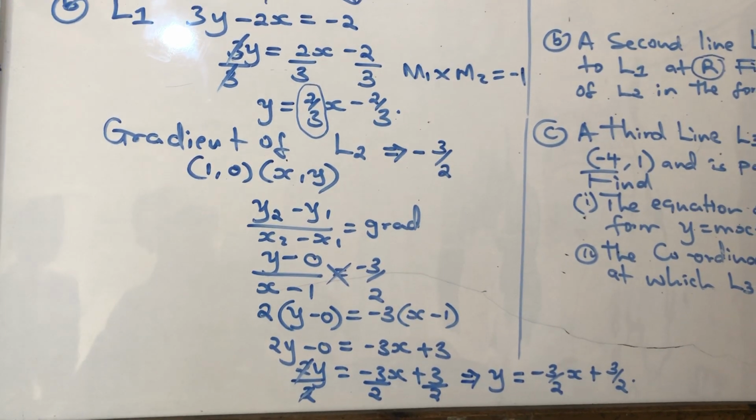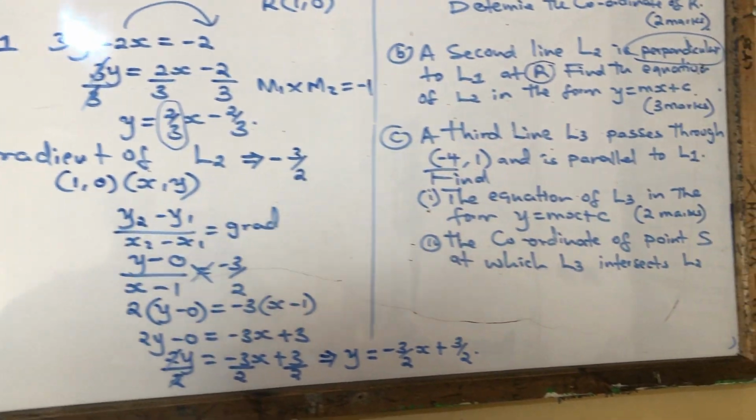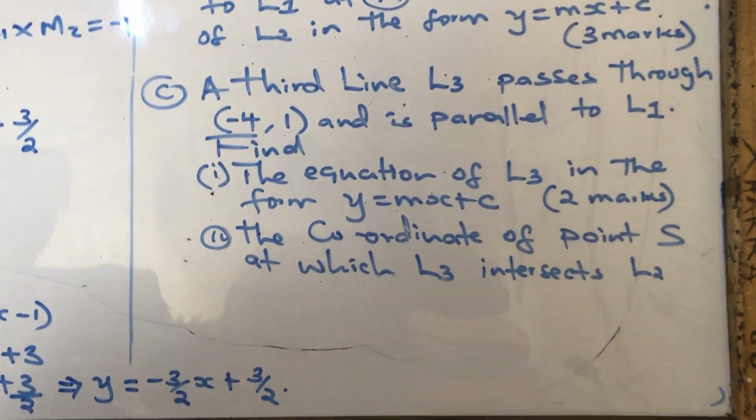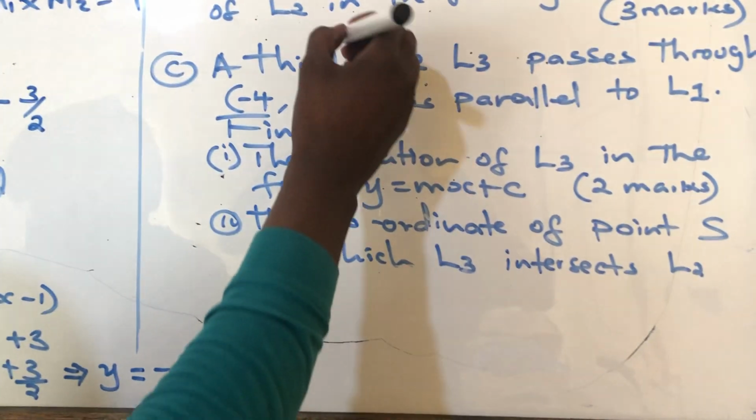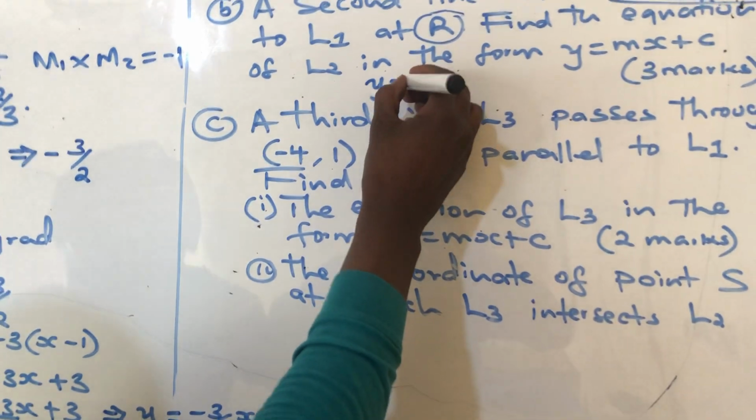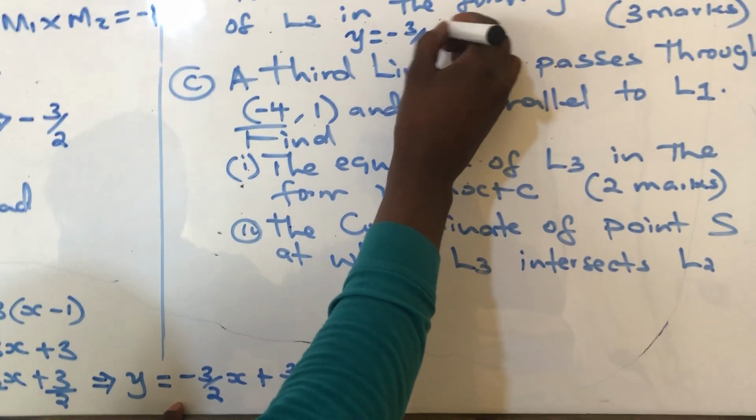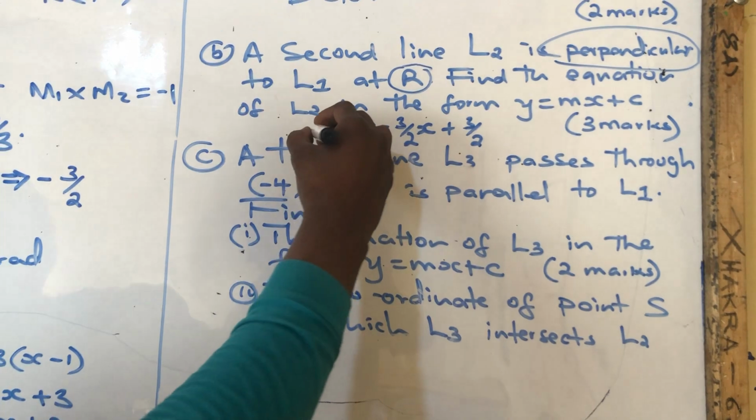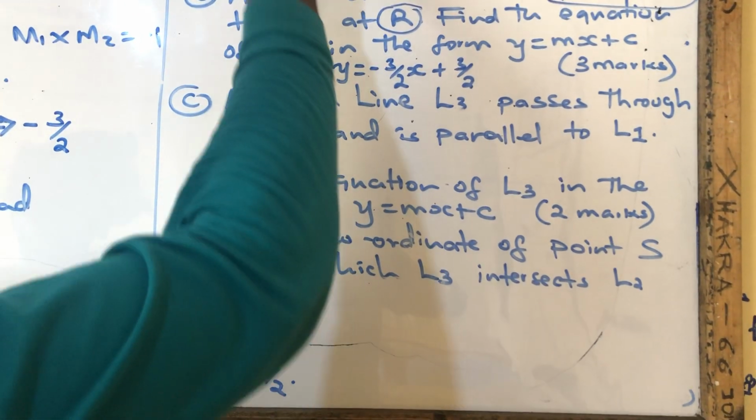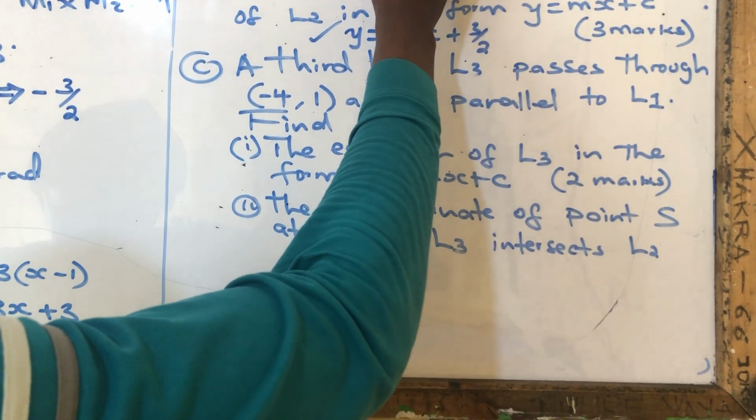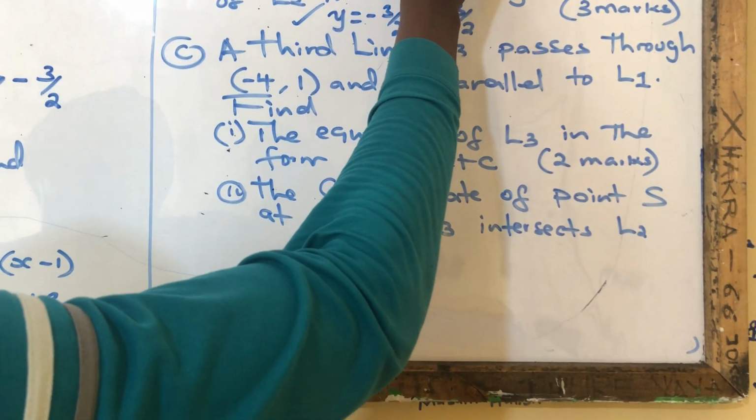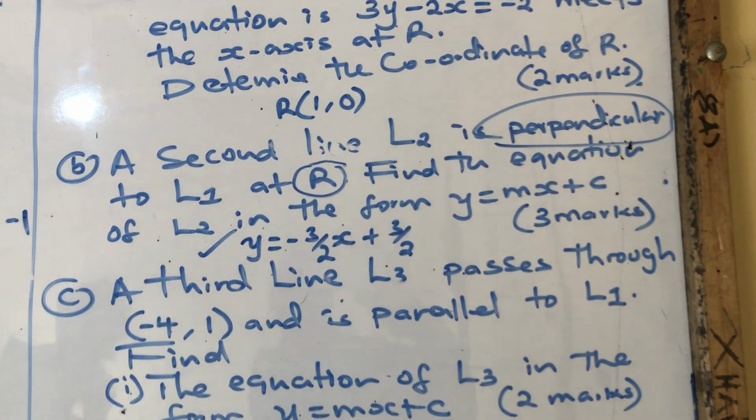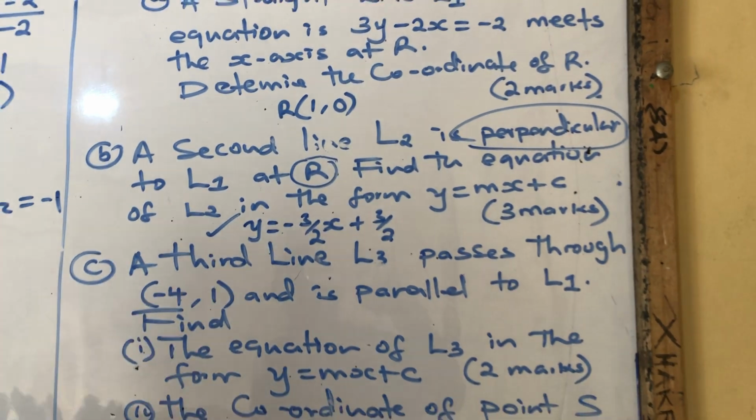That will bring us to part C of this question. So the answer to this one is y equals negative 3 over 2 of x plus 3 over 2. Because of my limited space, I'll write the equation there. As for part A, we got the coordinate of R as 1, 0, which will take us straight to part C. What is part C asking for?